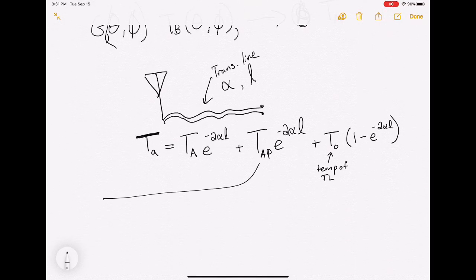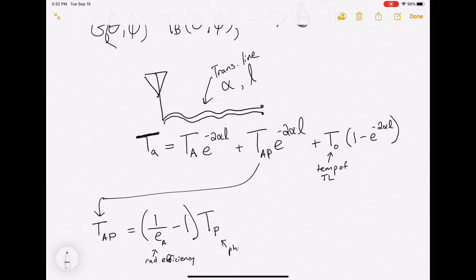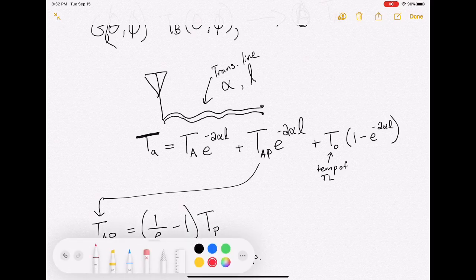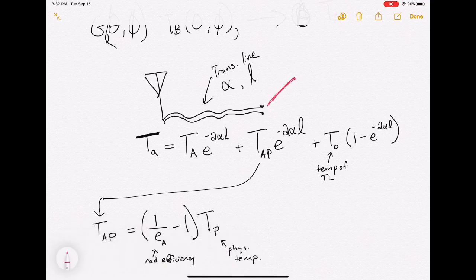And let me break this down and tell you what TAP is. That, the noise temperature at the antenna terminals due to the physical temperature of the antenna, is 1 over the antenna's radiation efficiency minus 1 times the antenna's physical temperature. Okay, so now we have the noise temperature of the antenna as it appears at the receiver terminals of this transmission line that the receiver is connected to.